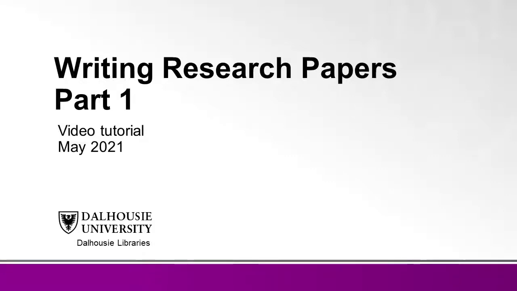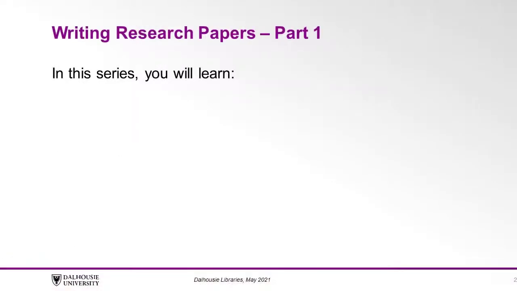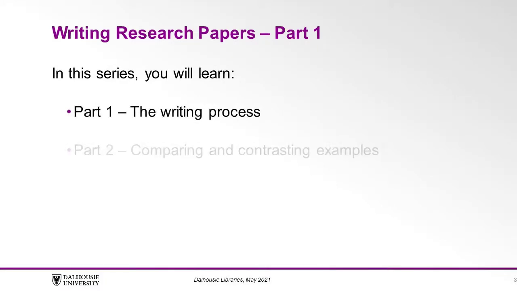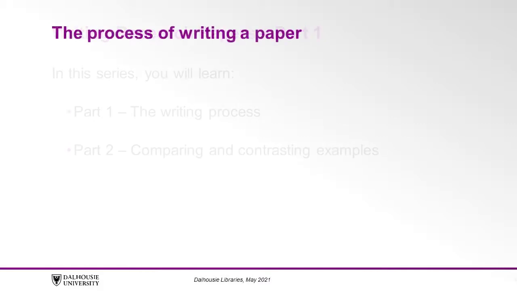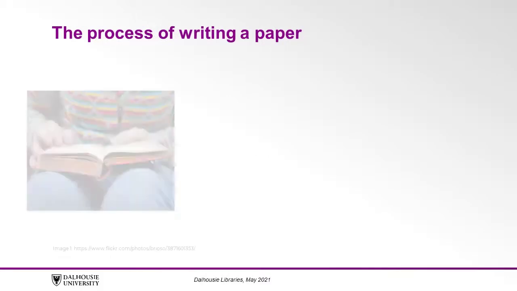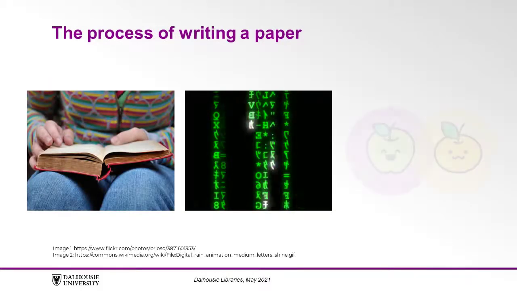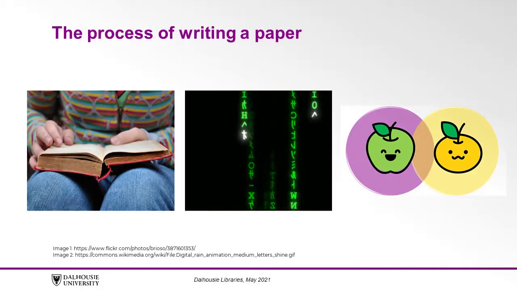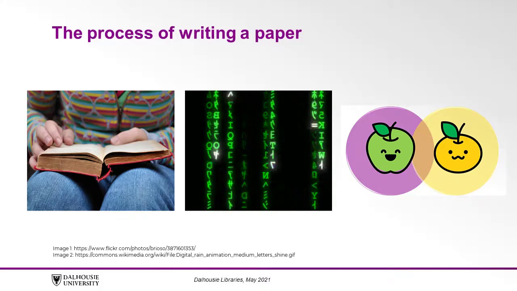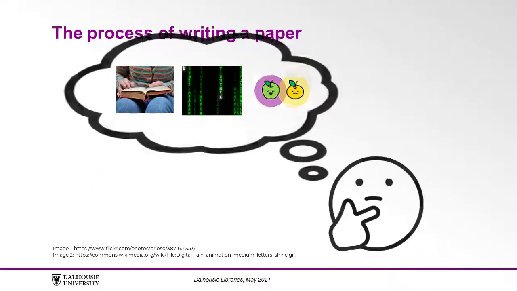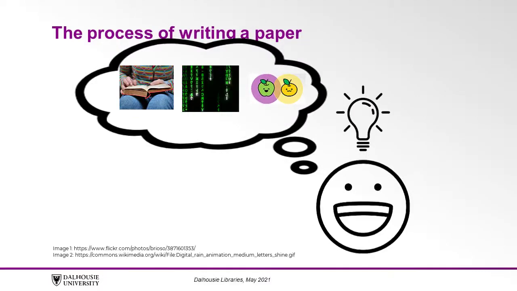Welcome to this two-part series on writing academic research papers. In part one, we describe the process of writing these kinds of papers, and in part two, we compare and contrast two different kinds of research papers you might be asked to write. Writing a research paper requires you to read, analyze, compare, and contrast previously published material from a variety of sources, and then to draw on what you have learned to come to specific conclusions about your topic.